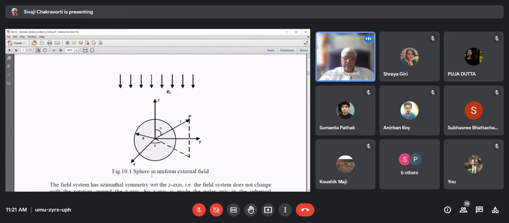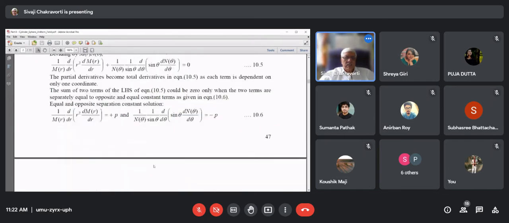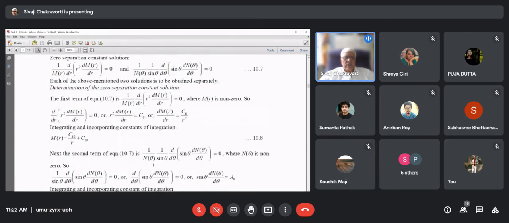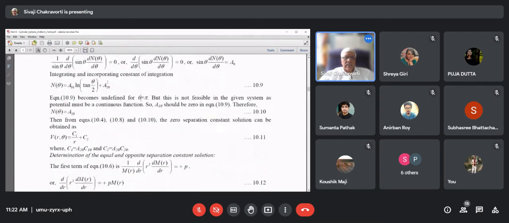this solution, whatever we have got, has a problem that it is not possible to apply this solution at all points. So, what we are saying is that this coefficient A10 should be 0. Otherwise, this is not applicable. Or in other words, we get 10.10. That is, n theta becomes this.